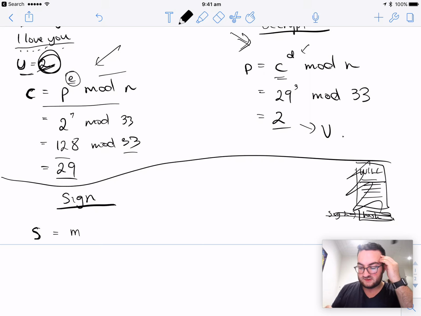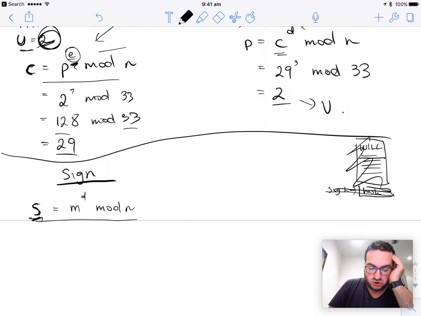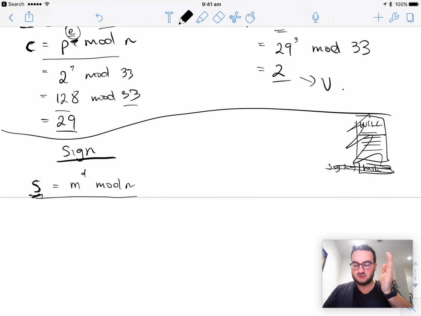So to sign it, you do exactly the same process, but instead of using E up here to encrypt it, you raise it to the power of D, and you mod it by N. So that's that there, and they get the signed document. You have the document, you'll hash it, and you'll take the hash and sign it and send it across.